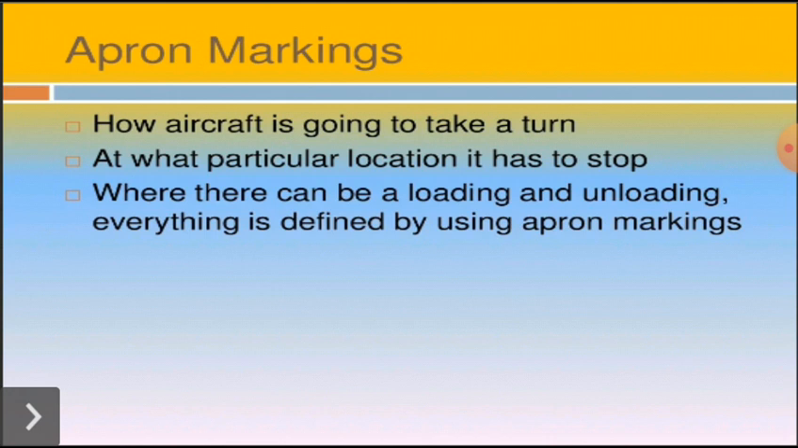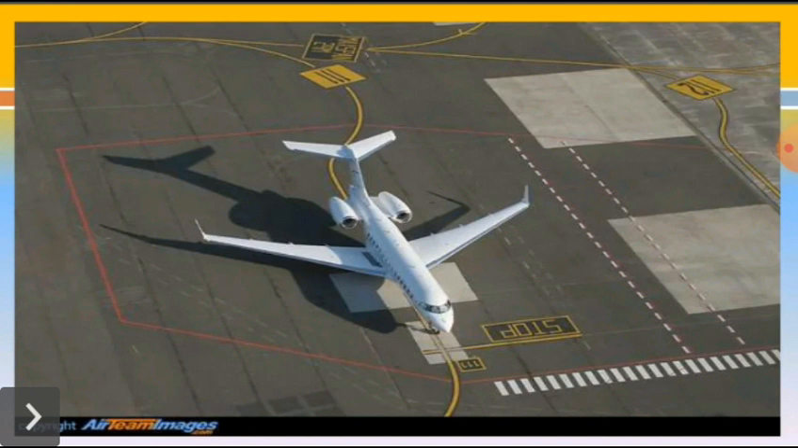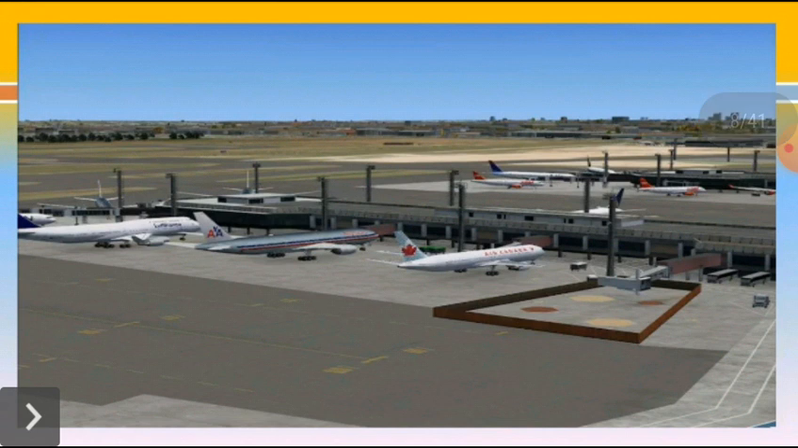In apron marking, how an aircraft is going to take a turn, at what particular location it has to stop, and where there can be loading and unloading, everything is defined. This figure shows the apron marking like the loading and unloading and in and out of taxiway. It also shows the apron marking.